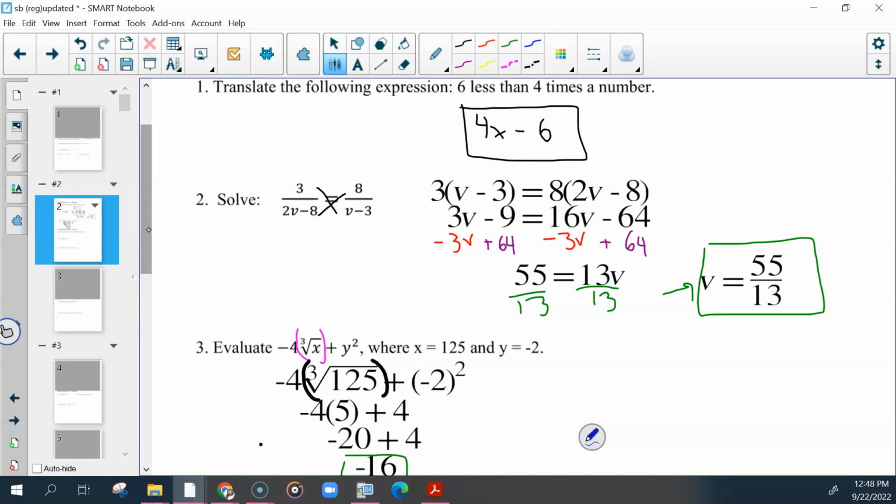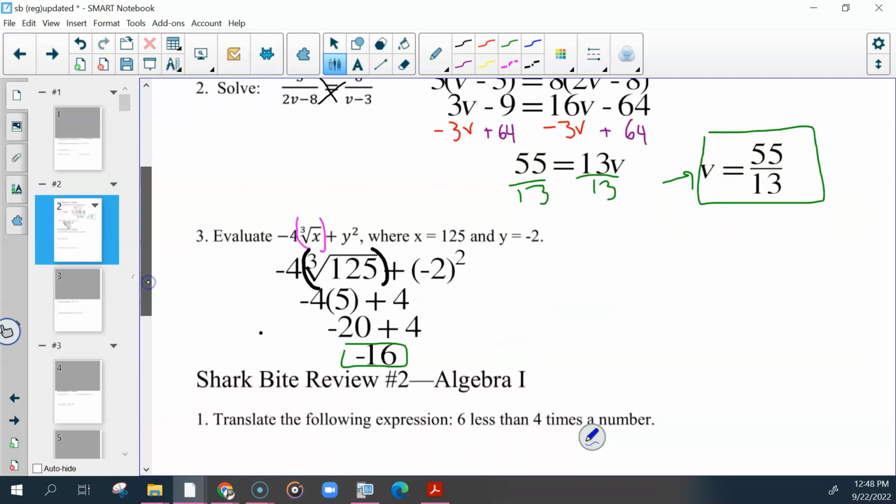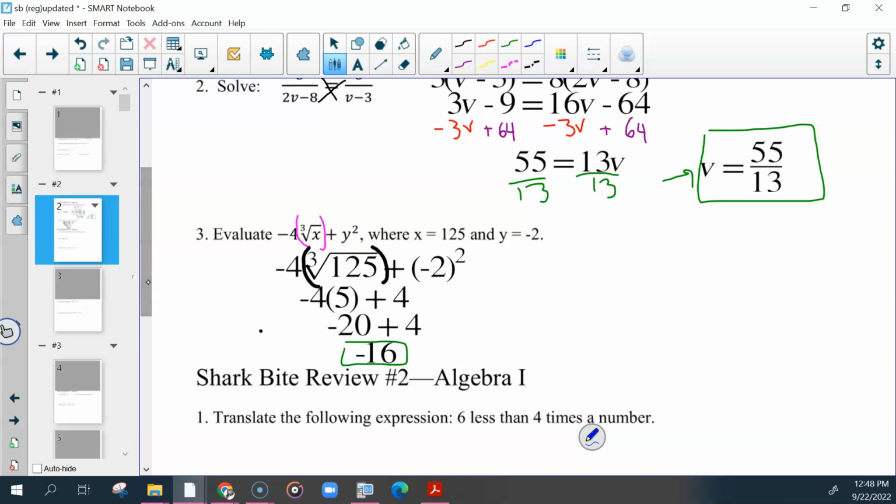For number 3, we should have gotten negative 16. Anthony, 3? Yes. Any others on this page? We're going to go over 3. We haven't gotten to 4 and 5 yet, but hold that thought.